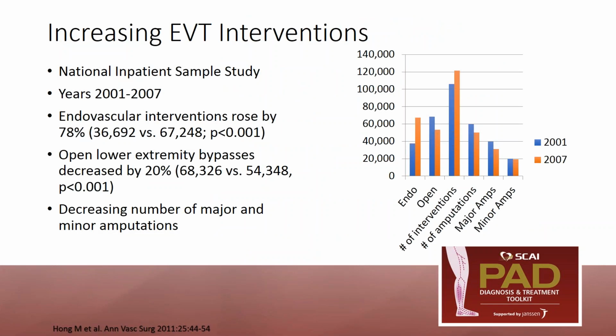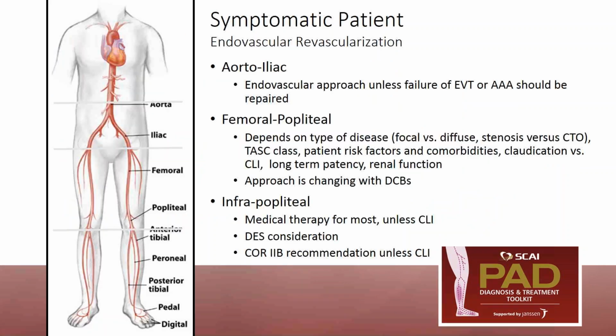What we do know is that there's been an increasing use of endovascular interventions across the screen over the last 2 decades. If you look at the National Inpatient Sample study from about 2001 to 2007, we've seen a 78% increase in endovascular interventions. At the same time, we've seen a drop in open lower extremity bypasses, given the associated decrease in morbidity and mortality with endovascular intervention versus open. And with that, we've seen a decreasing number of major plus minor amputations across the field, highlighting that, in fact, endovascular intervention is having a major outcome on patient quality, but also on their morbidity.